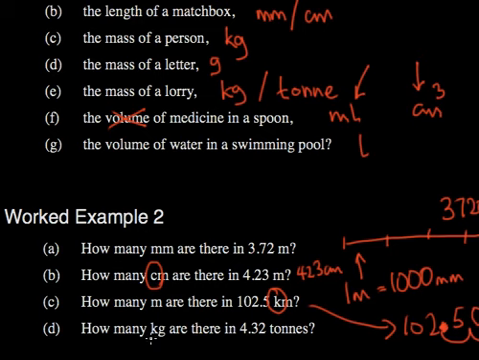And finally then, how many kilograms are there in 4.32 tons? Would it be more kilograms or fewer kilograms? And here, when you're looking at the number of tons, you'd have more kilograms. How many more is 1,000? So you multiply this by 1,000 and you get 4,320 kilograms.